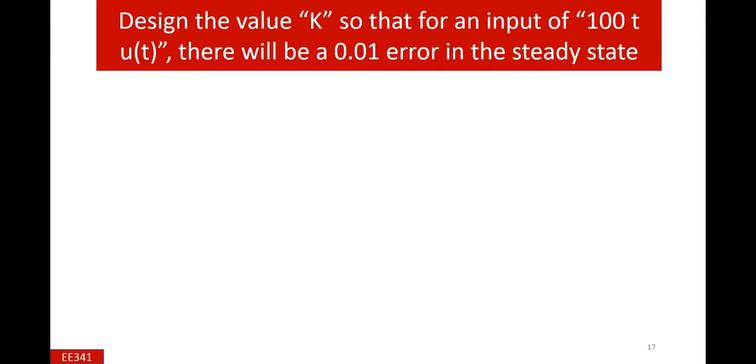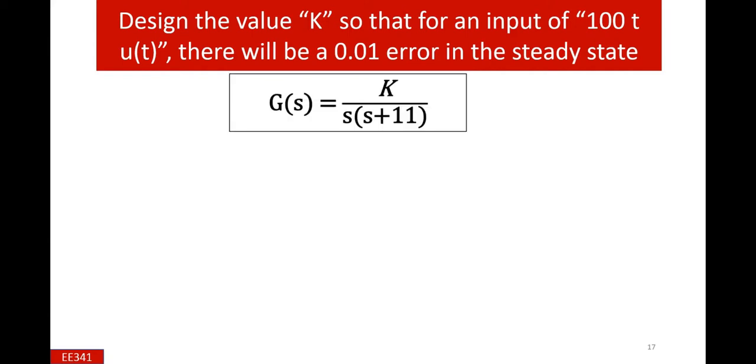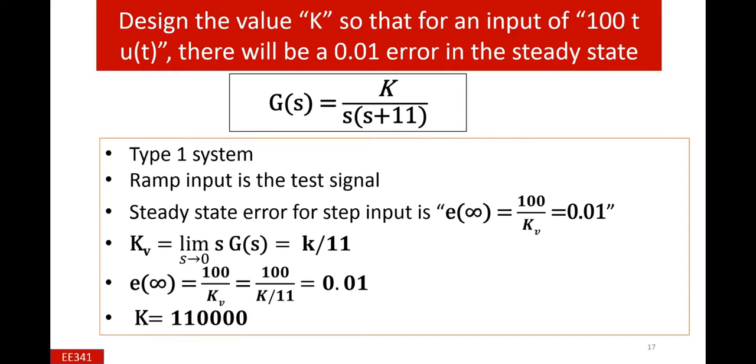So the next example is to design the value of K for the input when there is 100 t u(t). So it is a ramp function, and the allowed error is 0.01 in the steady state, with the given transfer function, which is K over s times (s plus 11).